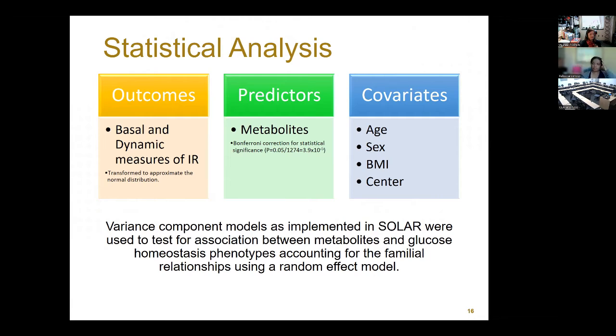To do this analysis, we used a variance component model as implemented in SOLAR. We used that to test for association between metabolites and glucose homeostasis phenotypes, and that allowed us to account for familial correlation using a random effects model. In the Iris family study, we have multi-generational pedigrees, and so we needed to account for that so that we didn't have any spurious findings.